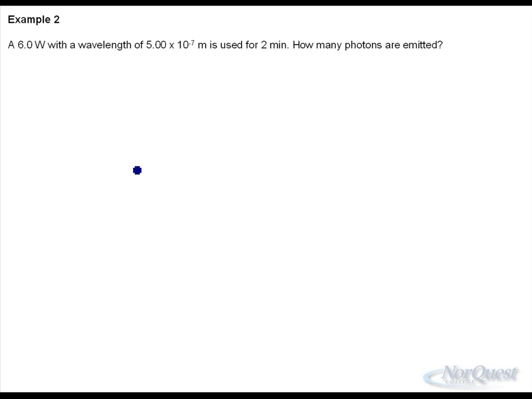Well, we're given power equals 6.0 watts. We're given wavelength 5.00 times 10 to the negative 7 meters. We're given time. Now I'm going to change 2 minutes right into seconds already. 2 minutes, which is equal to 60 seconds in a minute, 120 seconds. And what we're being asked for is the number of photons.